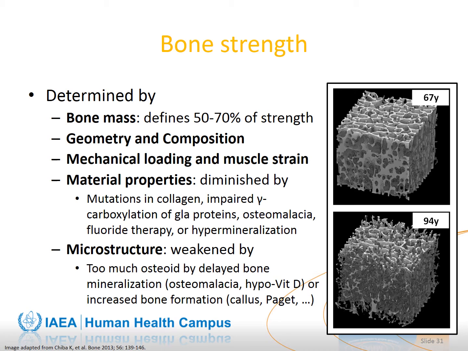The material properties of bone can be diminished by mutations in collagen or impaired gamma carboxylation of GLA proteins, which is a vitamin K dependent process. It is also seen in osteomalacia, fluoride therapy, or hypermineralization. The microstructure can be weakened by too much osteoid, as seen in delayed bone mineralization due to osteomalacia or a lack of vitamin D, or due to increased bone formation, as seen in callus or Paget's disease.